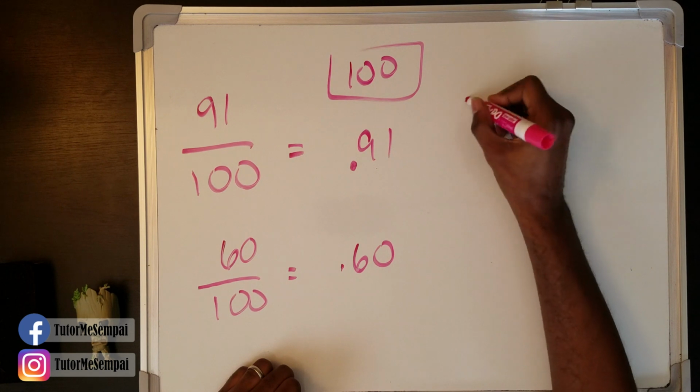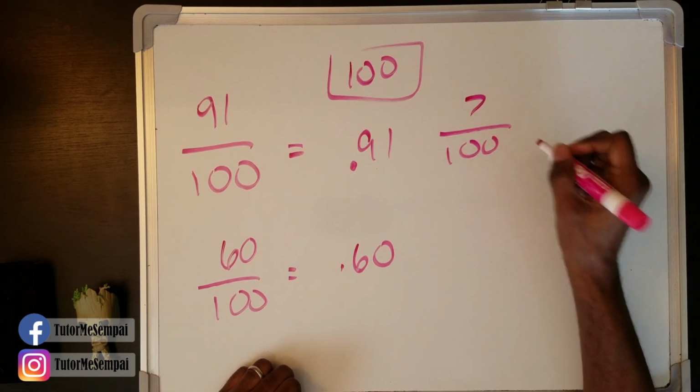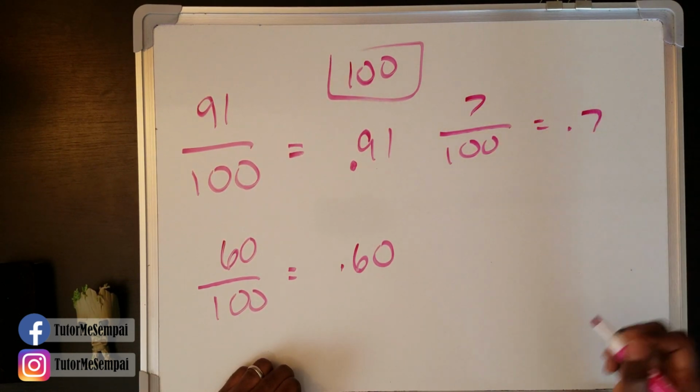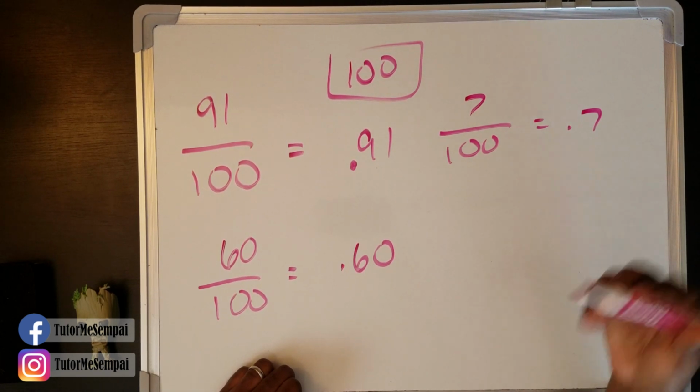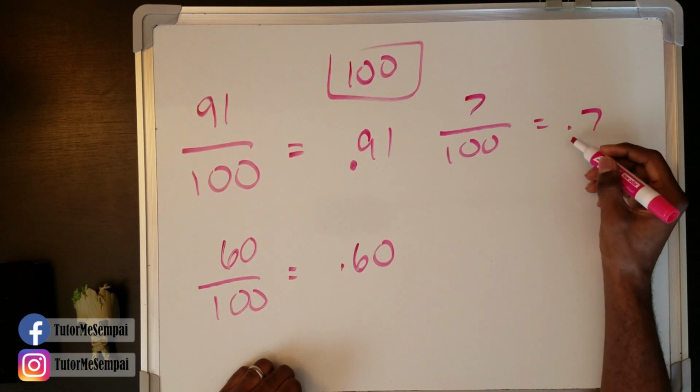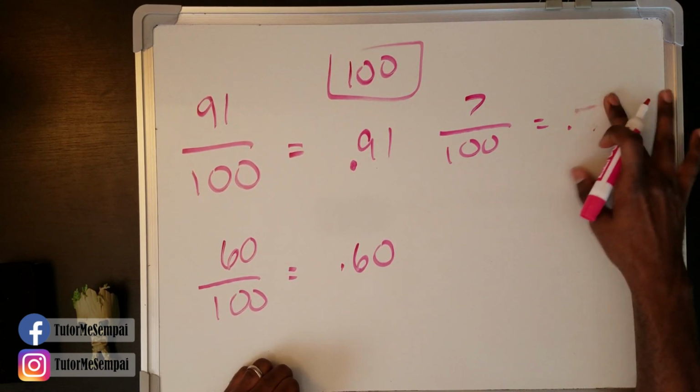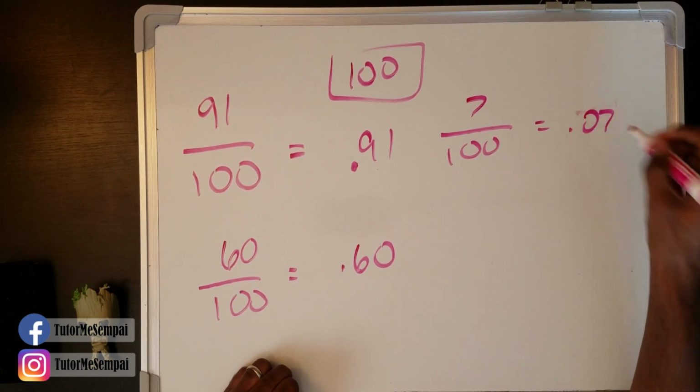So if you have 7 over 100, you can't just say that's 0.7. That's wrong. What you need to do here is move it over one more. So instead of 0.7, it's 0.07.